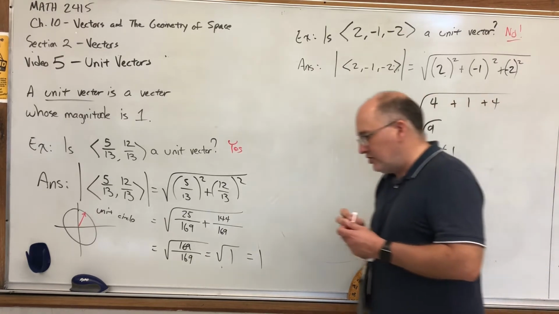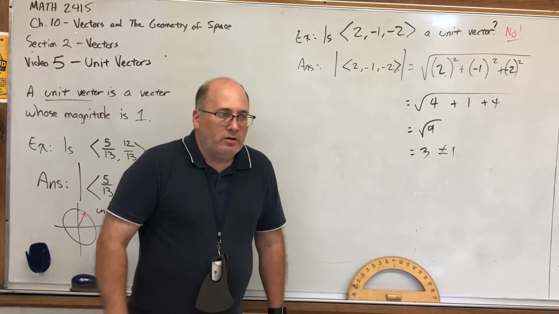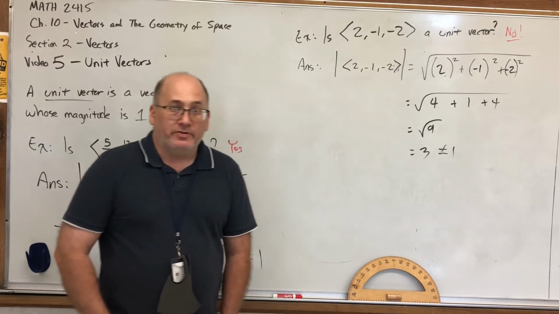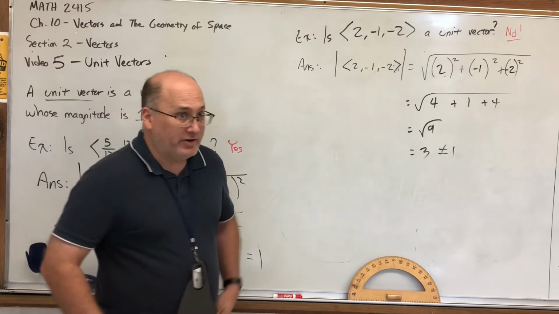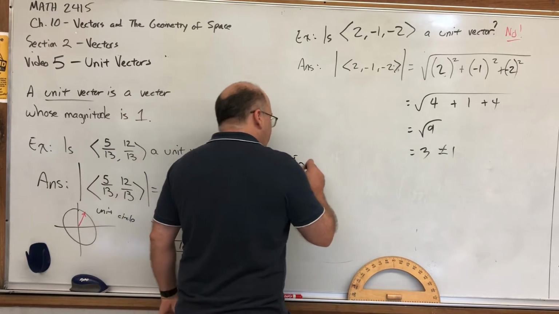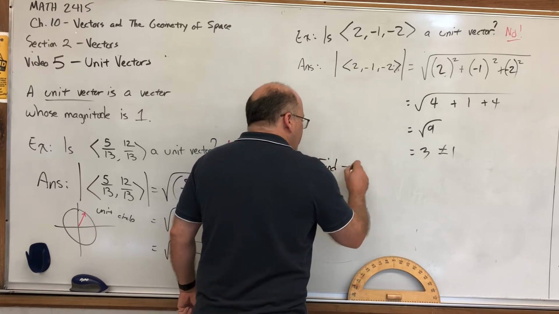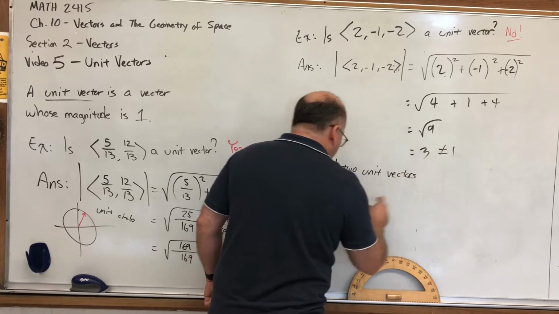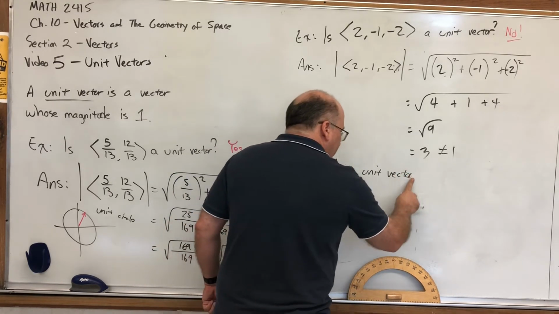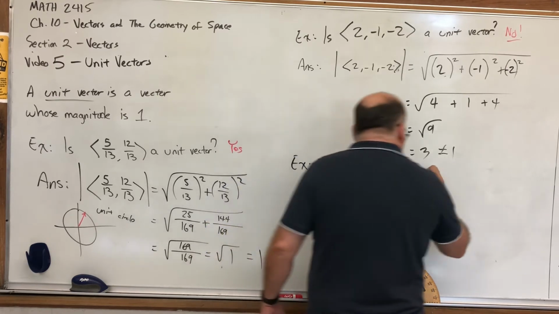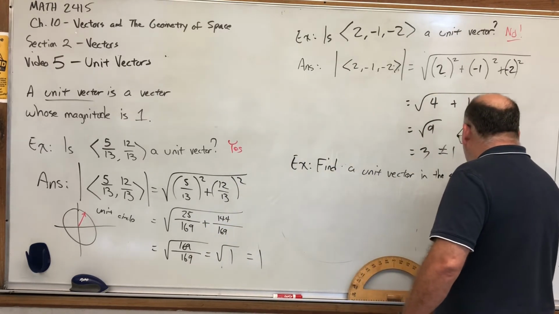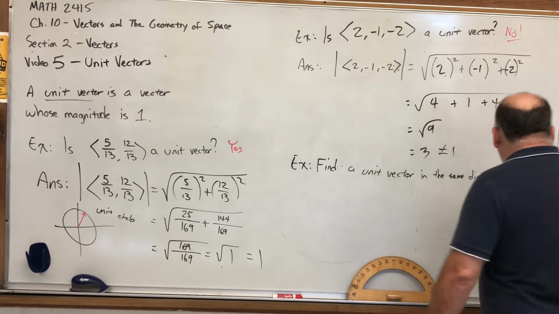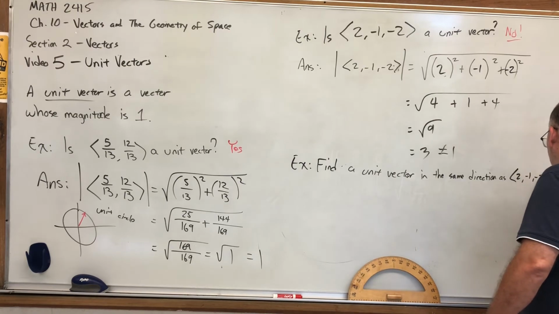But I'm not done with this vector yet. In a lot of situations, we're going to need to find a unit vector that is in the same direction as a given vector. So the follow-up to this is find a unit vector in the same direction as 2, negative 1, negative 2.